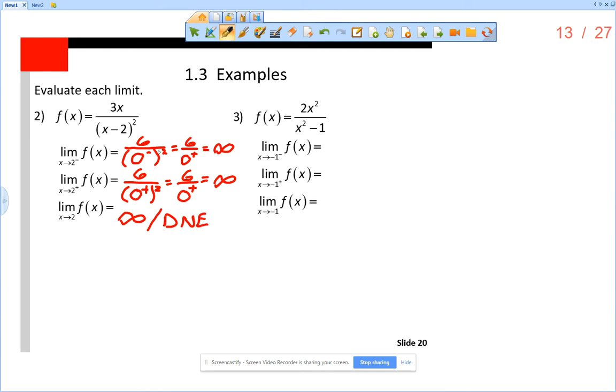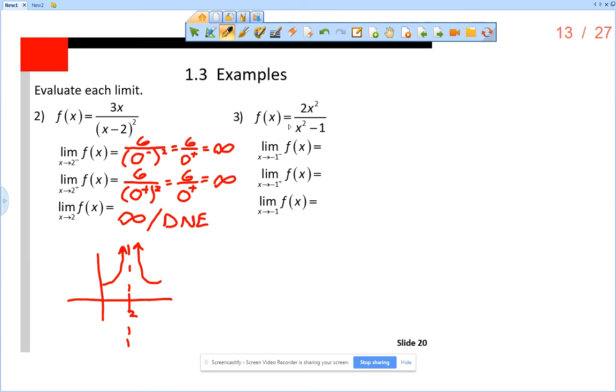So what does this look like graphically? Here's 2. We have a vertical asymptote there. How do we know it's a vertical asymptote? Because we got a non-zero number over 0. That means that from the left, we're going upwards, and from the right, we're going upwards.